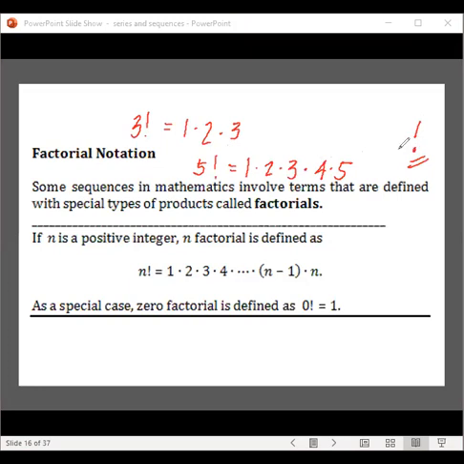Now, there is a special case of a factorial. That is the zero factorial. Zero factorial is equal to 1. Meaning, 1 factorial is also equal to 0 factorial, because 1 factorial is 1 and 0 factorial is also 1. So they are equal.